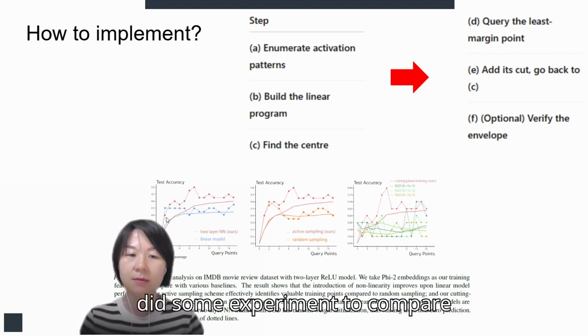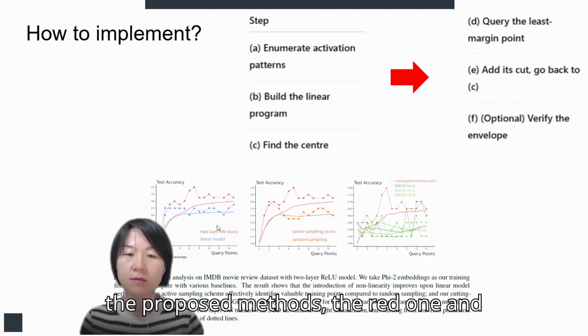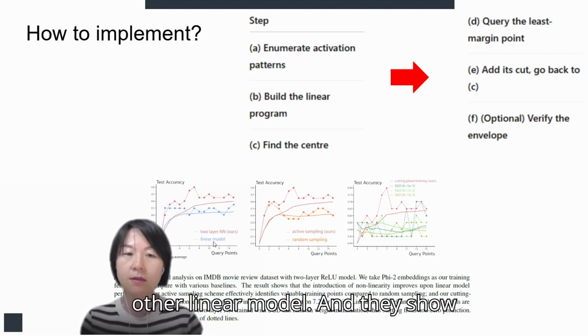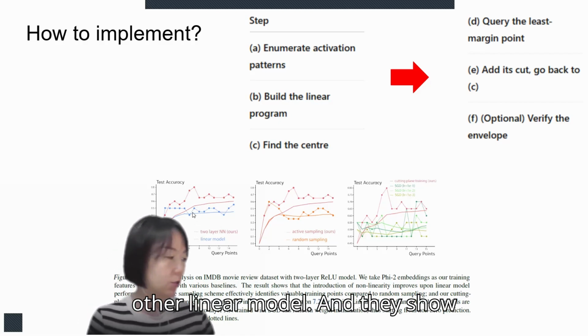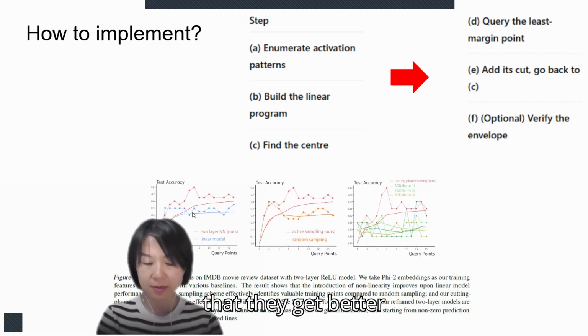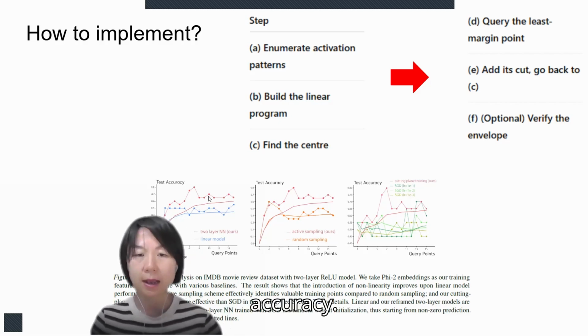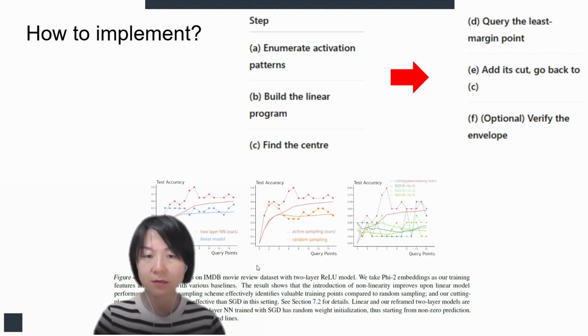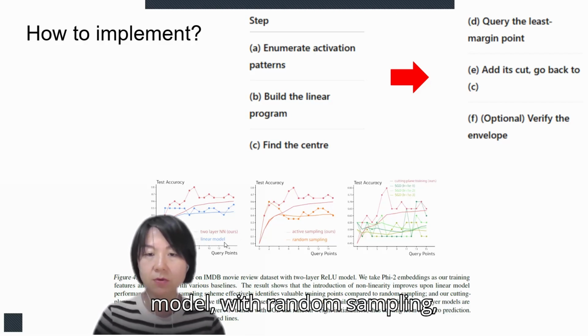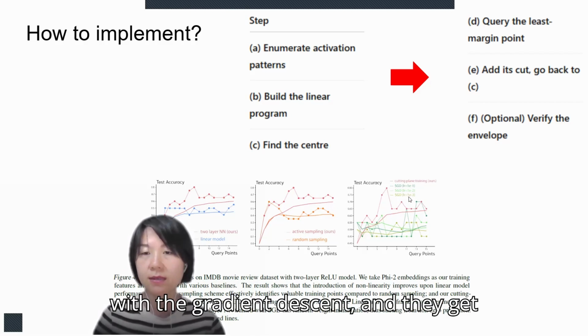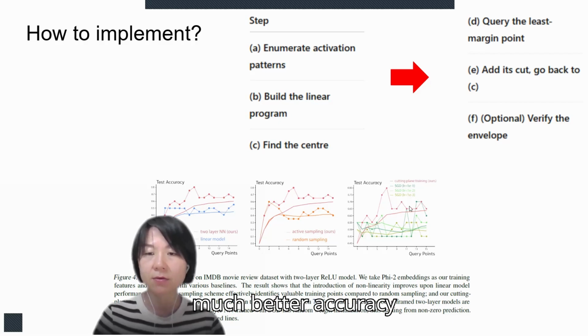They did some experiments to compare the proposed method, the red one, with other methods, and they show that they get better accuracy. They compare the methods with a linear model, with random sampling, and with gradient descent, and they get much better accuracy when they have more data.